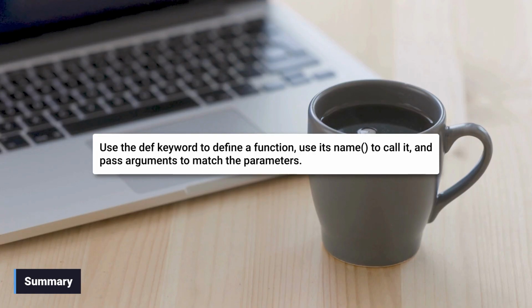To summarize, the function definition using the def keyword sets up the logic, and the function call executes that logic. The parameters act as placeholders for the data, or arguments, that the function needs to perform its task.